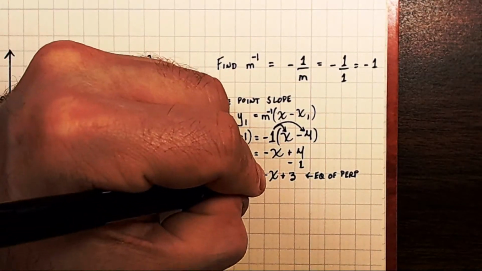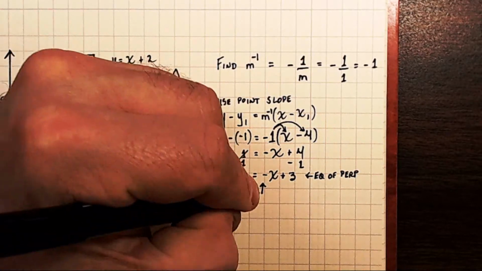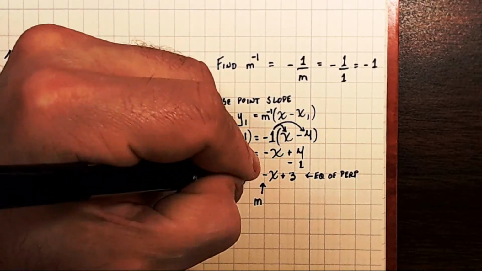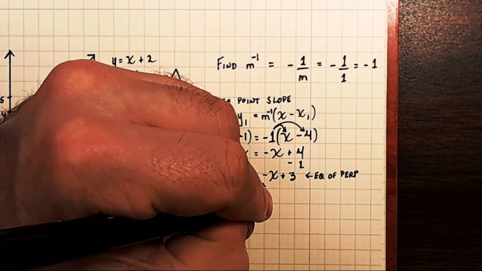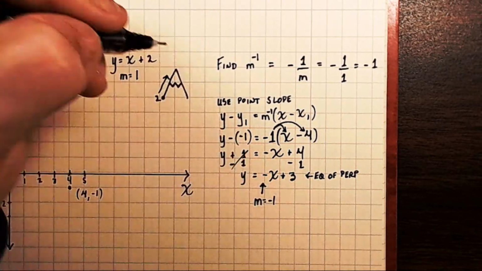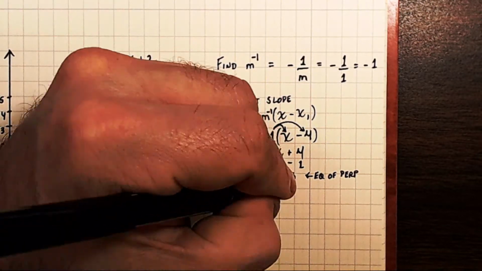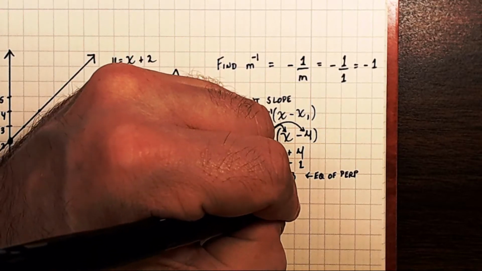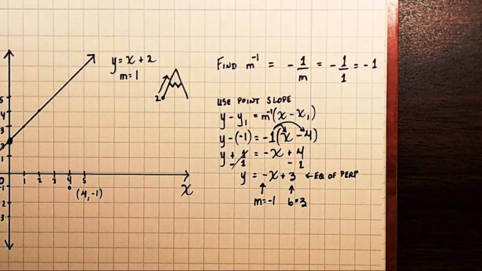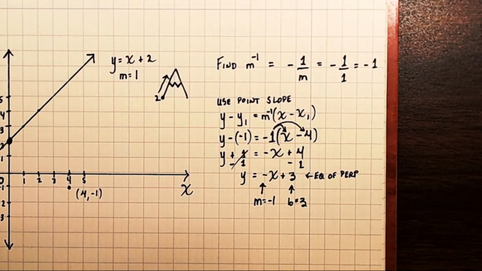Identifying the components is also important. So m in this case equals negative 1, and b equals 3. I want to show you how to plot this in two ways.